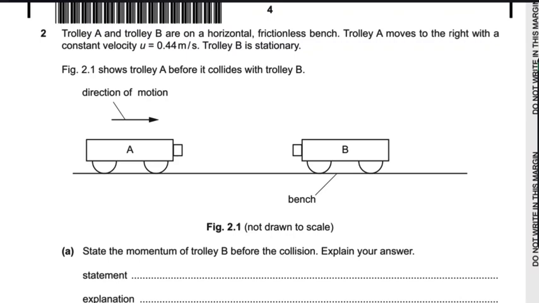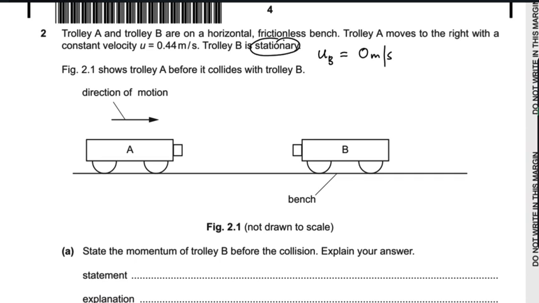Frictionless bench. So this bench has no friction, so there's no opposing force in terms of motion there. Trolley A moves to the right with a constant velocity u equals 0.44 meters per second. Trolley B is stationary. So the moment you see this word, it means that the initial velocity of B is equal to 0 meters per second because it's stationary. Okay. Fig 2.1 shows A before colliding with B. The direction of A is to the right, and of course B is stationary.